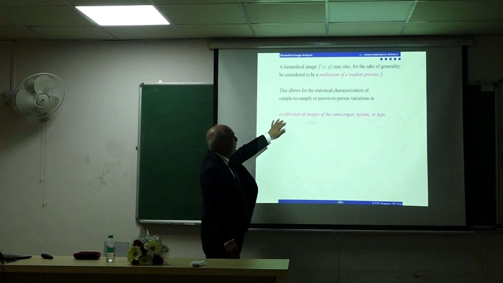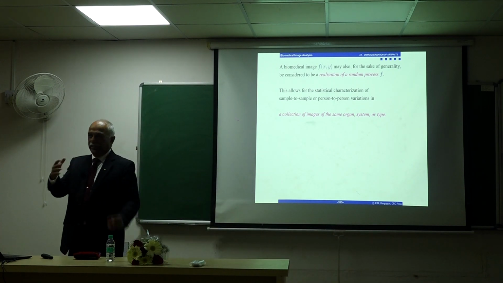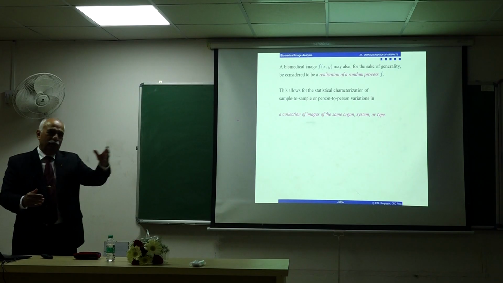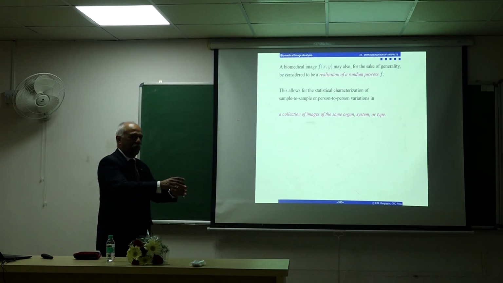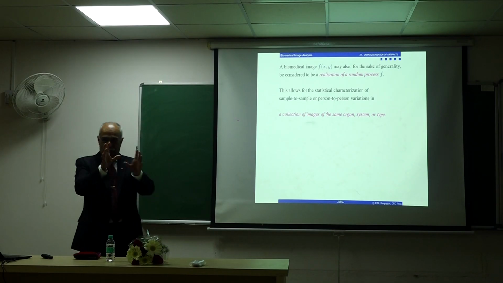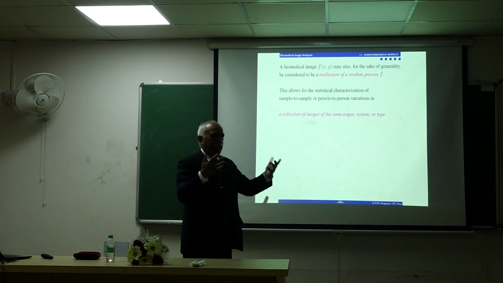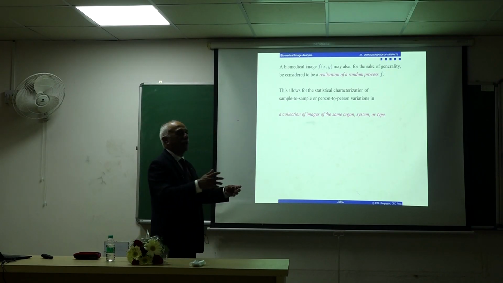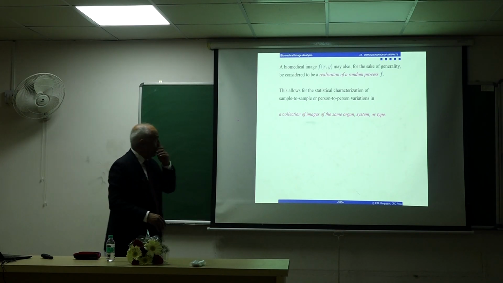So a collection of images of the same organ, system, or type, with population limitations, age limitations. You don't want to mix pediatric cases with adult cases. You don't want to mix images of female subjects with male subjects, or Indian with European, and so on. So you have to have separate databases because of variations in the body or in ethnicity and place of living.